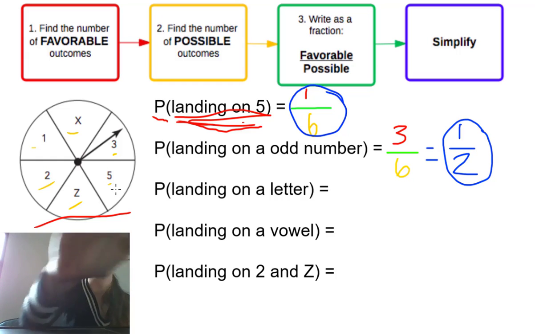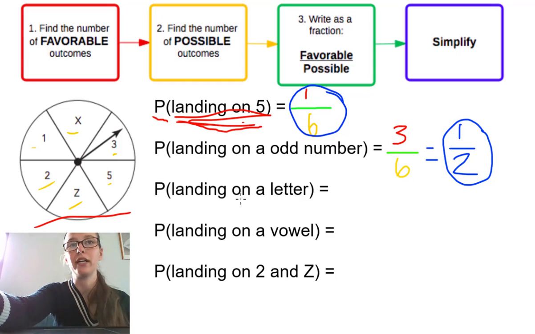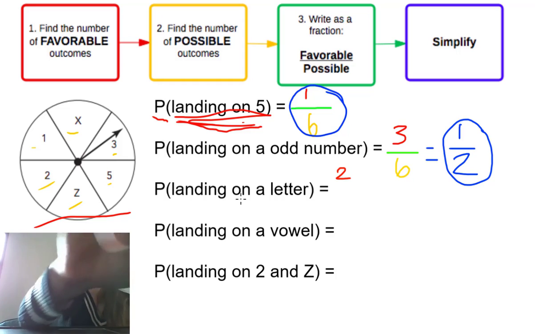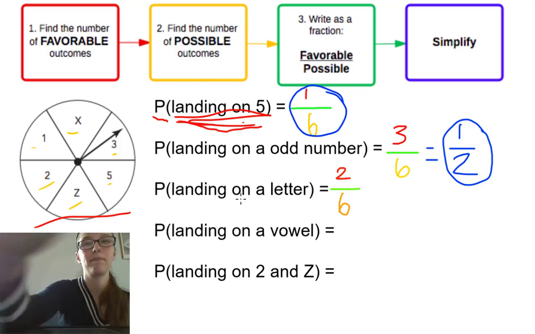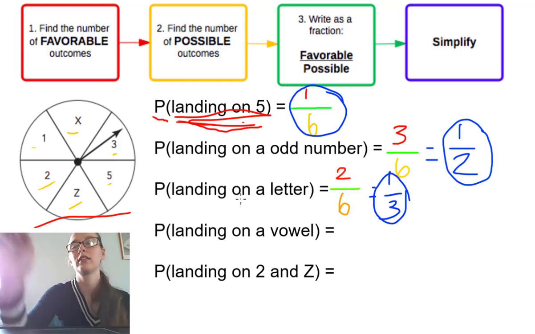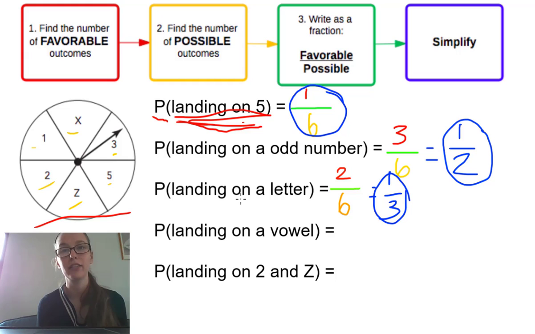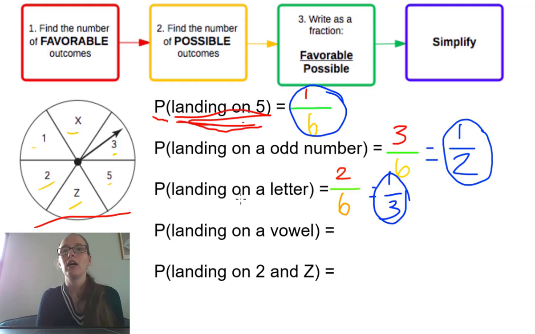So let's do the next one. Probability of landing on a letter. So there's 2 letters, X and Z, and there are 6 possible outcomes. We write it as a fraction, and then we simplify. These are both even, so I can divide by 2 to get 1/3. So the probability of landing on a letter is 1/3, or 33%. Don't worry about the percents as much right now.